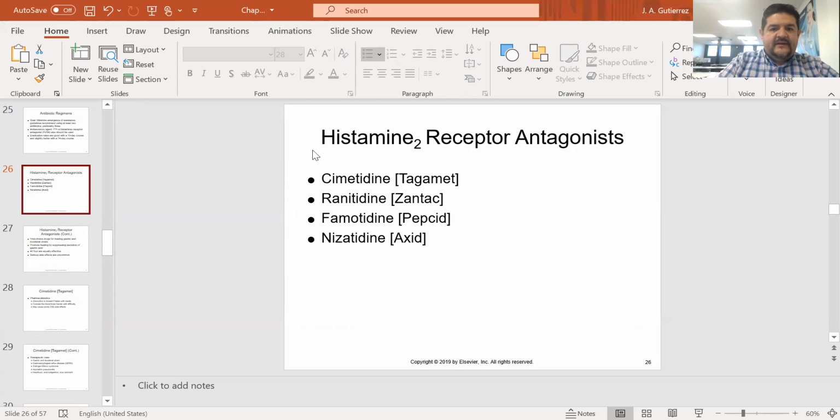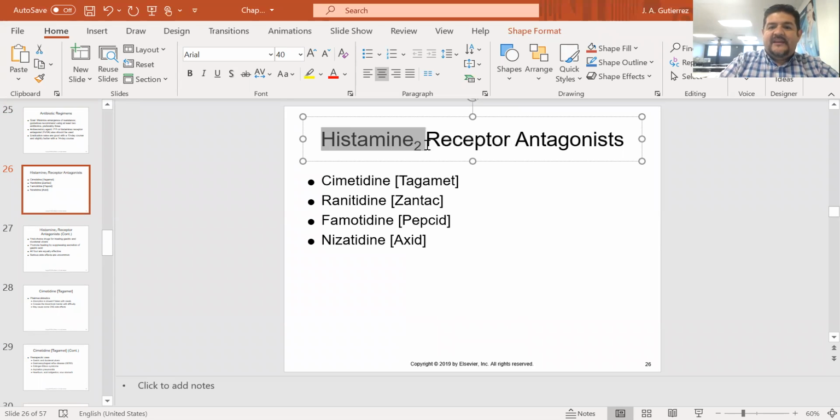The first one is histamine 2 receptor antagonist. So this means that histamine stimulates the stomach to make acid.